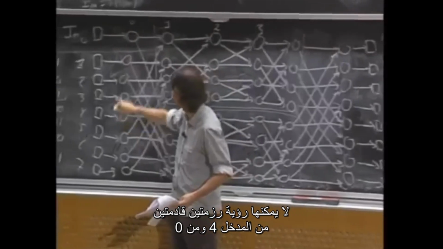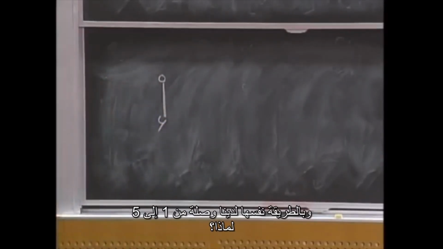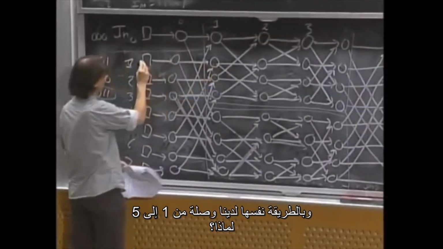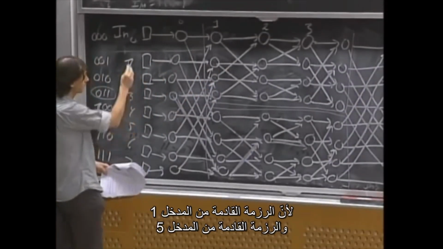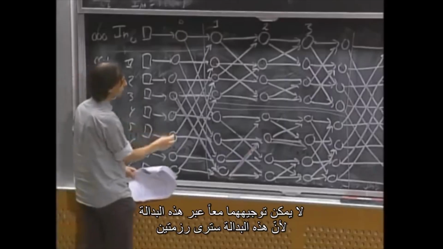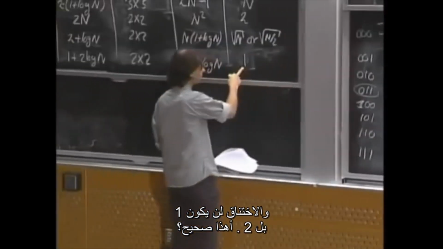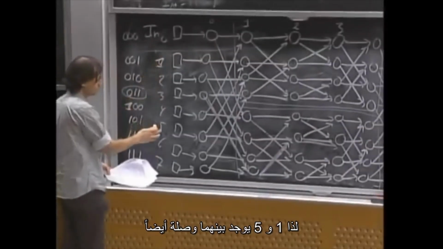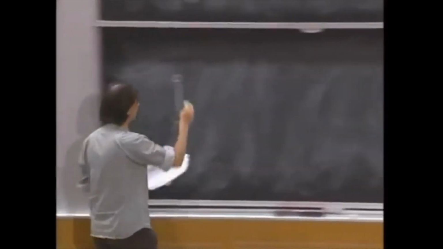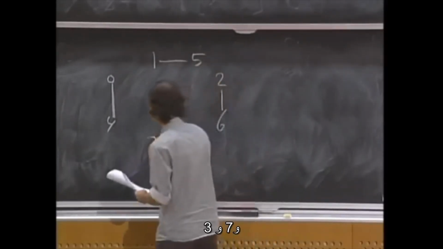So I was just talking about this particular switch. It cannot see one packet coming from 4 and one from 0. So what we do, we have an edge between 0 and 4. In the same way, we have an edge from 1 to 5. Why? Because a packet that comes from input 1 and a packet that comes from input 5 cannot both be routed through this switch, because then the switch would see 2 packets, and the congestion would not be 1 but 2, right? So 1 and 5 also have an edge in between. And in the same way, we have 2 and 6 and 7 and 3.